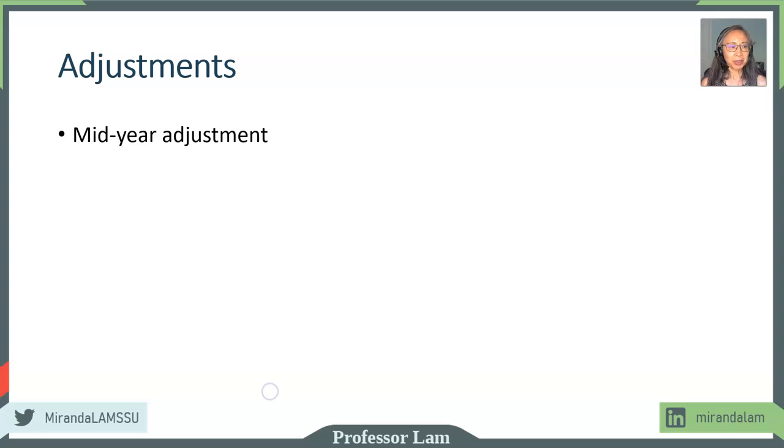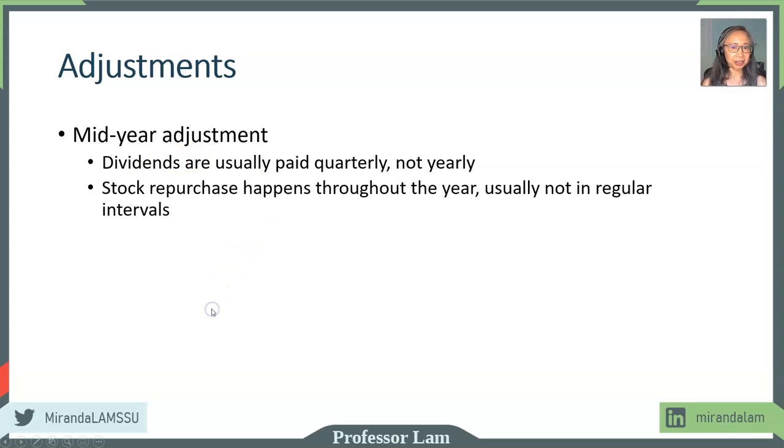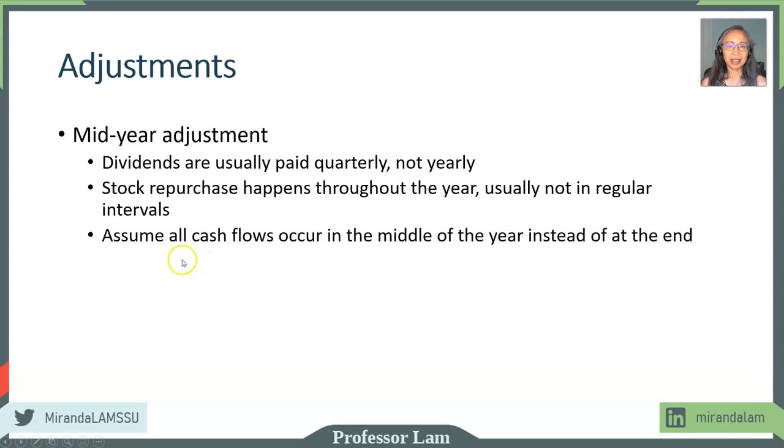There are some adjustments that we may need to make. One is called a mid-year adjustment. Dividends are usually paid quarterly, not at the end of the year. Stock repurchase happens throughout the year. So to precisely incorporate the timing of these cash flows can be very tricky. Instead of trying to capture the precise timing, we make a generalized assumption that all the cash flows occur in the middle of the year.